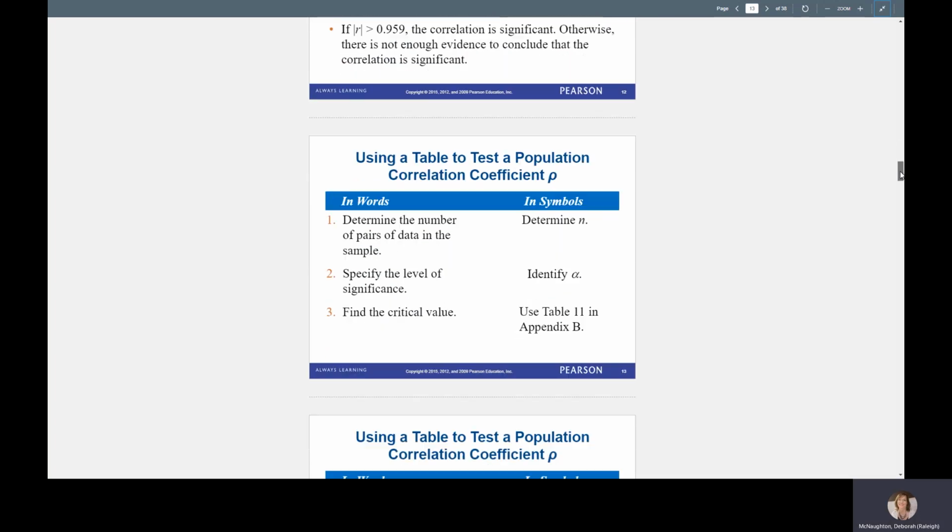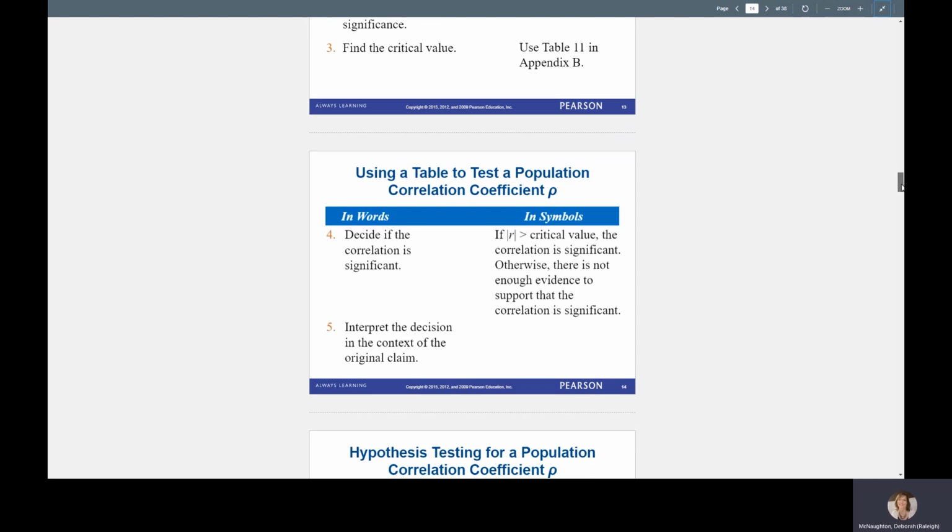So in order to test whether it's significant, we're going to determine the number of pairs of data in the sample. So we're going to figure out what n is, specify the level of significance, alpha, and then use table 11 to determine whether or not it's significant. And again, if the absolute value of r is greater than that critical value, then the correlation is significant. Otherwise, there is not evidence to support that the correlation is significant.